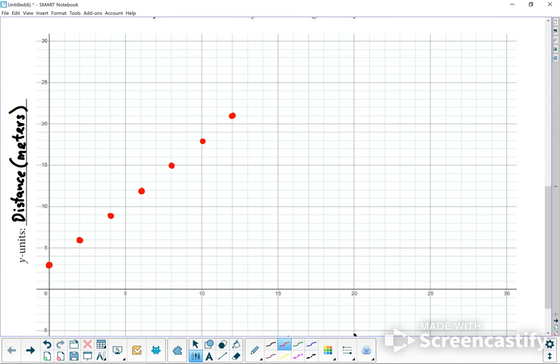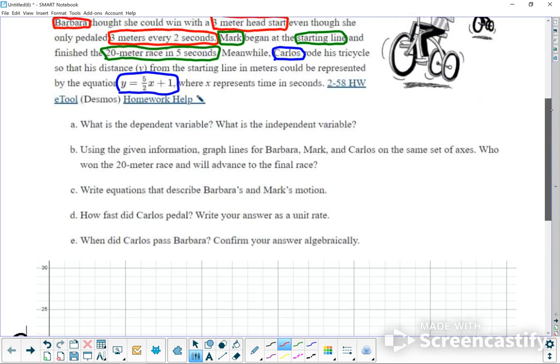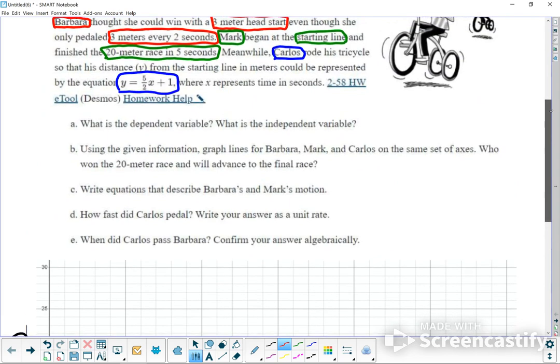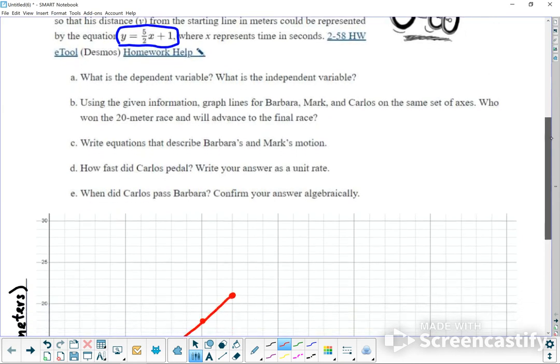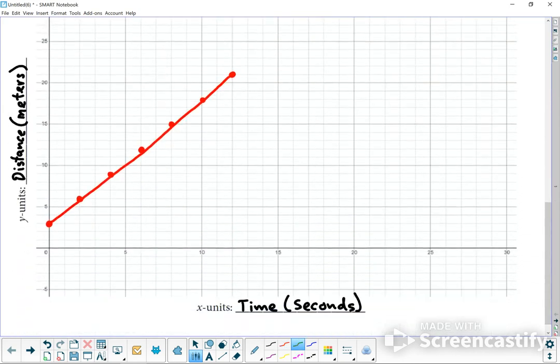Once I have this plotted out, I can go ahead and draw my not so perfect line, and it's okay because my points are the perfect ones. Okay, Mark begins at the starting line, 20-meter race in 5 seconds. Oh, that's right. So that's all we know about Mark. He begins there, he finishes there. So that's Mark. This is Barbara.